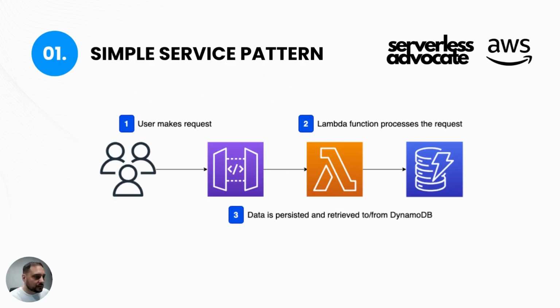So if we have a quick look here, we've got a user making a request to API Gateway. We have a Lambda function that's doing the compute aspects of the business logic, and that's calling directly to DynamoDB. So that's where we're storing and retrieving that data.